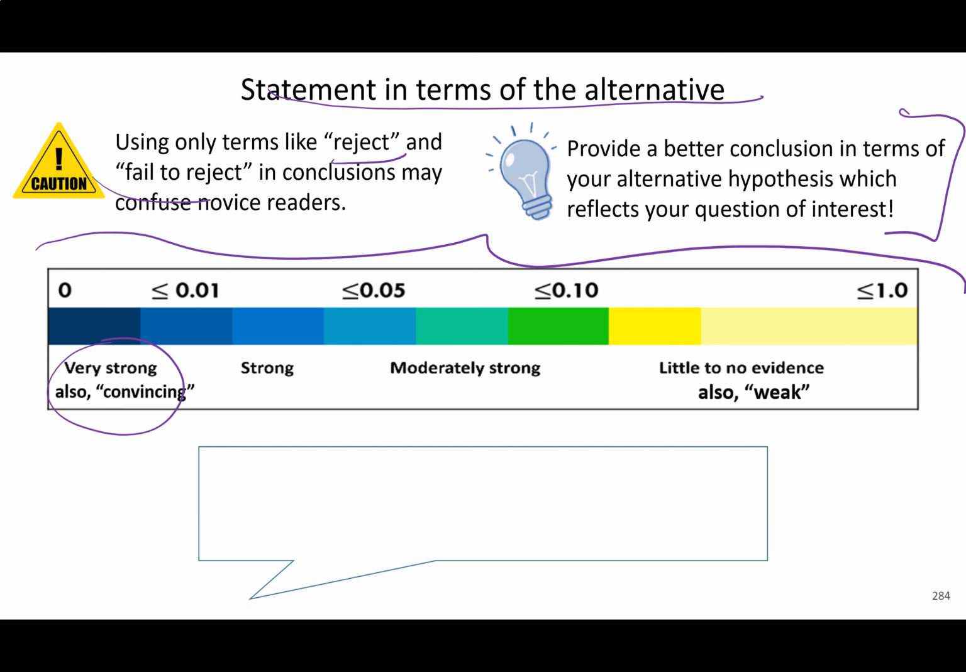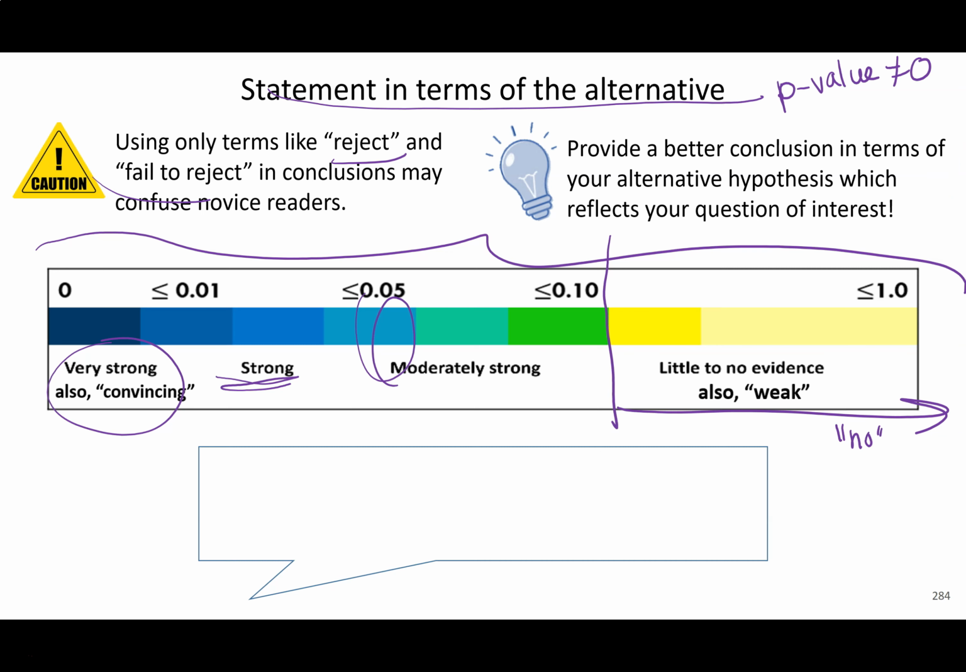So we're going to use this spectrum here. It's very strong or convincing the smaller our p-value is. Strong, moderately strong, right around 0.05. But then anything higher than 0.10 is really weak, so we'd say little to no. I've seen people write there's no evidence. I tend to avoid that because we don't like absolutes. It sounds like the p-value is 0 or 1. We rarely want to round our p-value to 0, because a p-value of 0 means that what you saw in your sample is literally impossible. But if you saw it in your sample, clearly it's not.